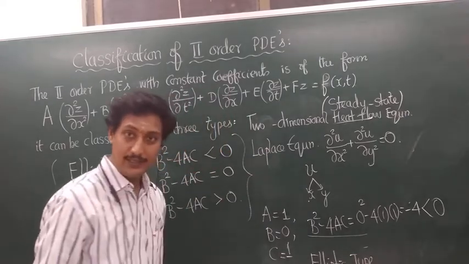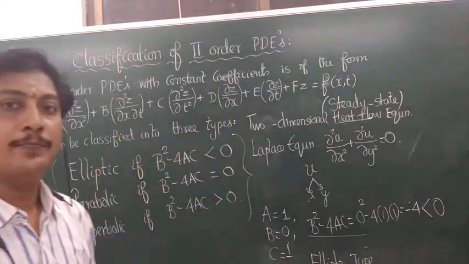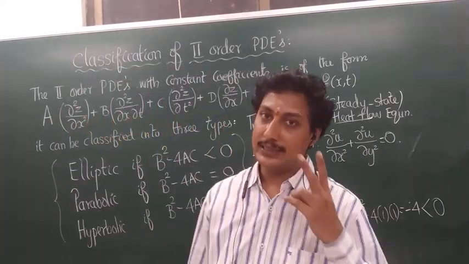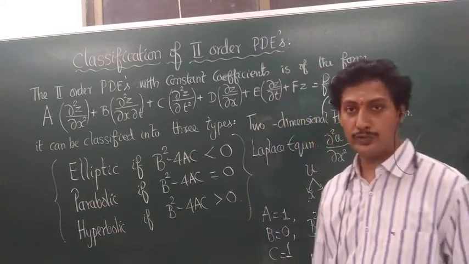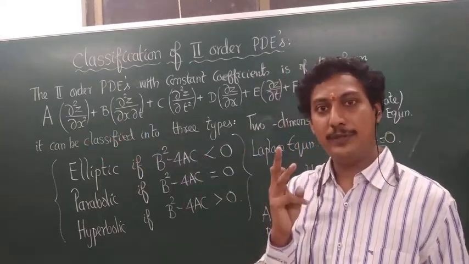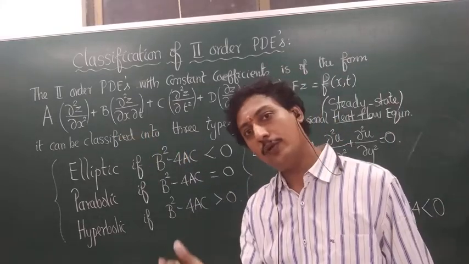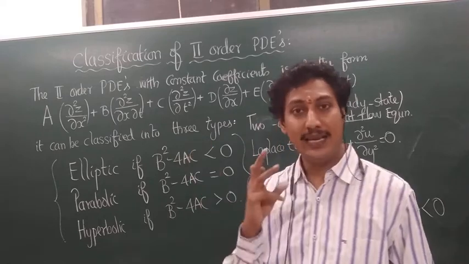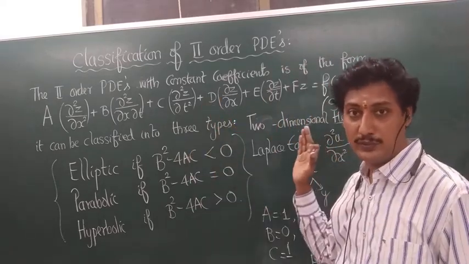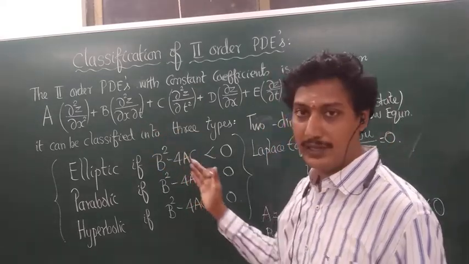So once again I repeat this. Classification of second order partial differential equations is mainly focused on the coefficients of the second order partial derivatives. Here A is the coefficient of the first variable 2 times, B is the coefficient of the first variable one time and second variable one time, C is the coefficient of the second variable 2 times. So we don't bother about the first order partial derivatives and so on. Now let us find the B squared minus 4AC value.